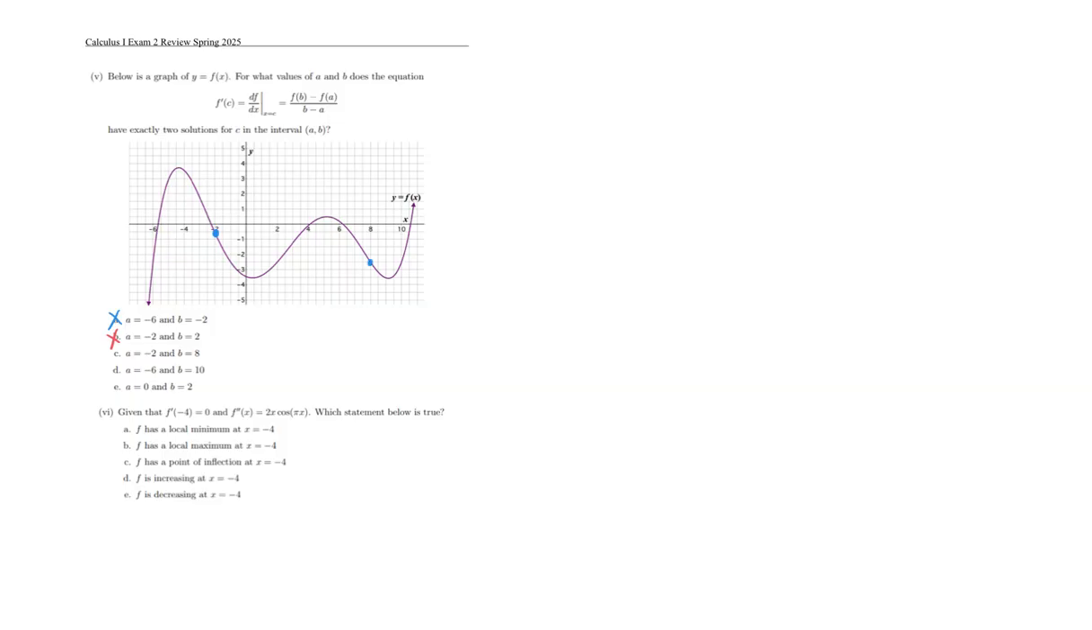If I drew that line in, I actually do have 2 places, here and here. So I have 2 values of c there. So the correct answer is -2 to 8. What we're looking for is that the tangent line is parallel to those secant lines. Okay, that's for the mean value theorem.